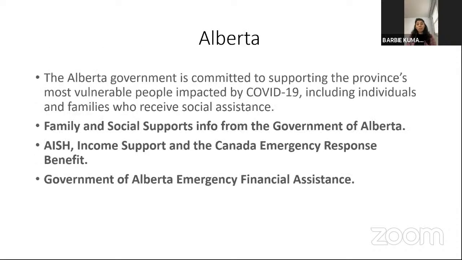And if we see Alberta's data, the Alberta government is committed to supporting the province's most vulnerable people impacted by COVID-19, including the individuals and families who receive social assistance. Family and social supports info from the Government of Alberta. These were some of the benefits given by the government: income support, the Canada Emergency Response Benefit, Government of Alberta Emergency Financial Assistance. These were some of the policies introduced in Alberta to handle the COVID situation.